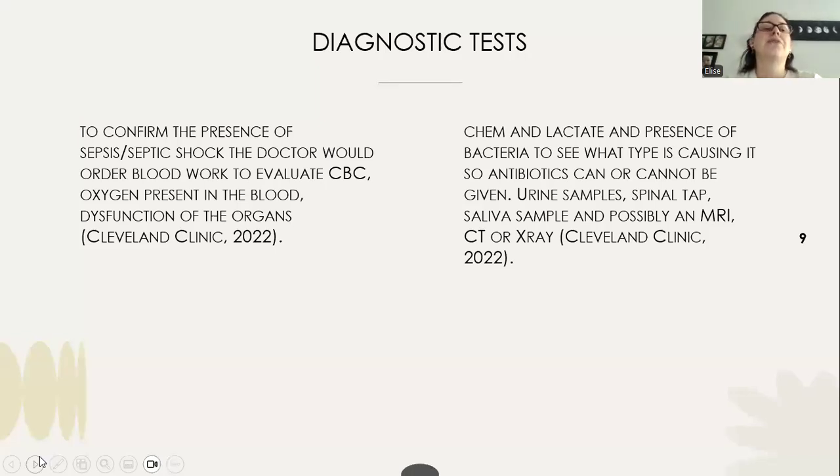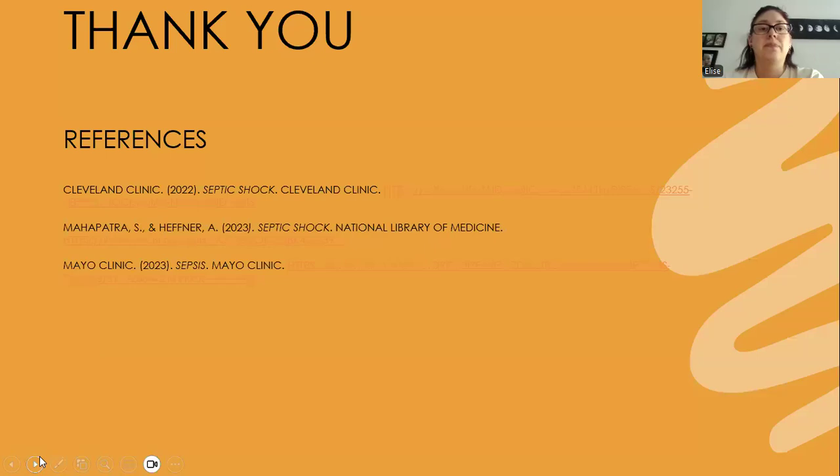Diagnostic tests. To confirm the presence of sepsis, septic shock, the doctor would order blood work to evaluate CBC, oxygen present in the blood, and dysfunction of the organs. They would also want to order chem and lactate and presence of bacteria to see what type is causing it. So antibiotics can or cannot be given, depending on what type it is. Urine sample, spinal tap, saliva sample, and possibly an MRI, CT, or X-ray. Cleveland Clinic 2022. And that is the end of my presentation.